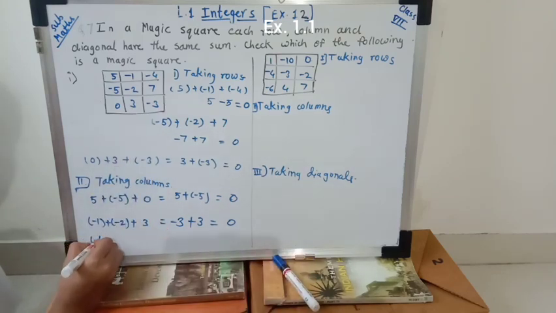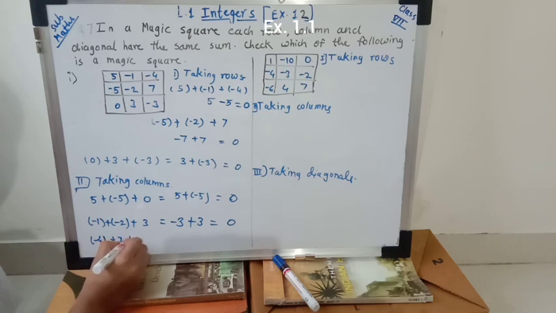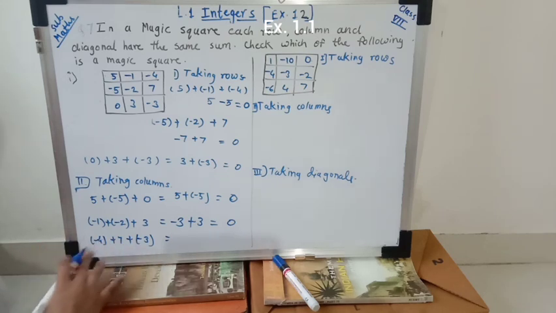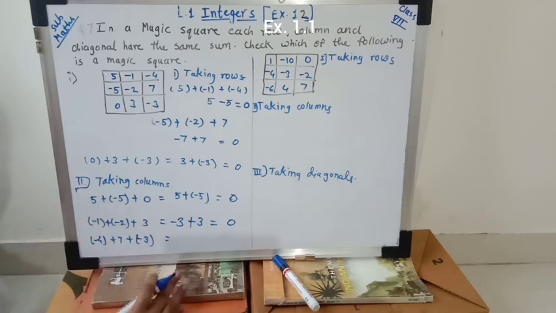Here: minus 4 plus 7 plus minus 3. Here you can do the addition in any order. First do the addition of the negative numbers, otherwise do the operation with these two numbers. The answer will remain the same.